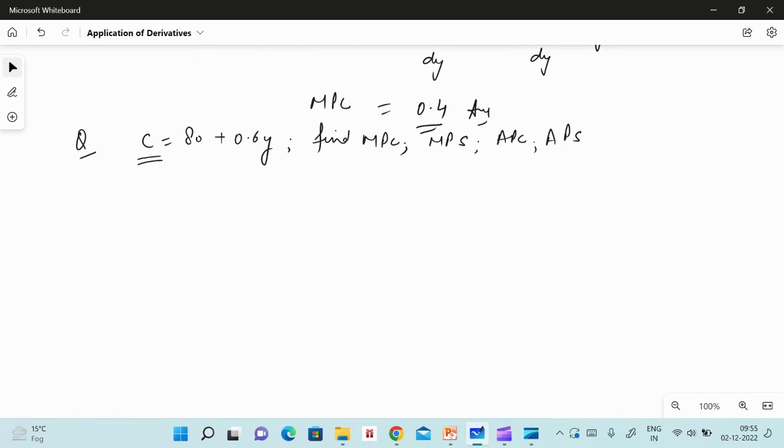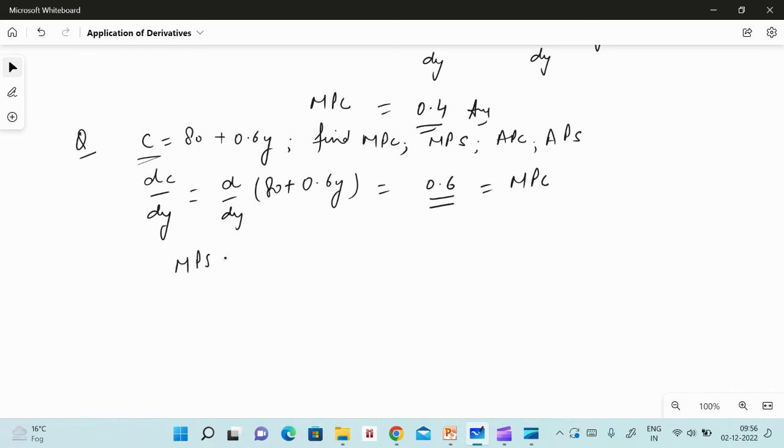So what we will do, we will take differentiation, right? Differentiating with respect to y, I will get dC/dY. This is equal to the derivative of 80 plus 0.6Y, so this gives me 0.6. Now what is this 0.6? This is equal to the marginal propensity to consume. And we know that marginal propensity to save is equal to 1 minus marginal propensity to consume. So this is equal to 1 minus 0.6, and ultimately I will get 0.4 as MPS.